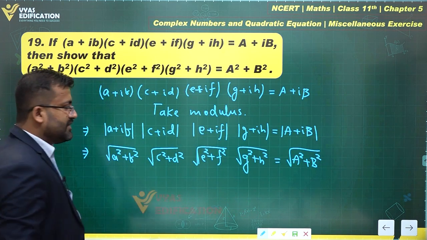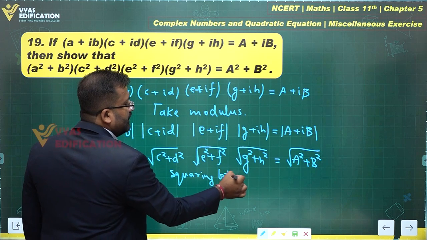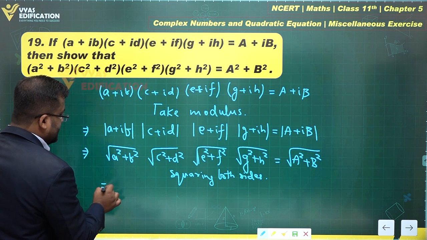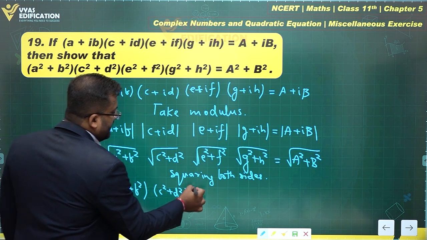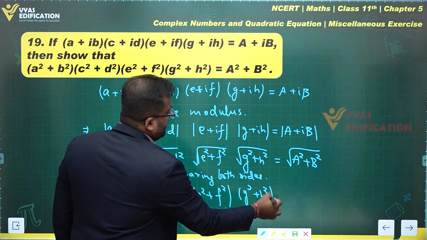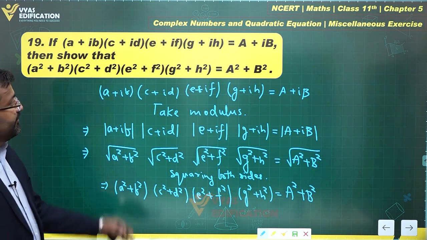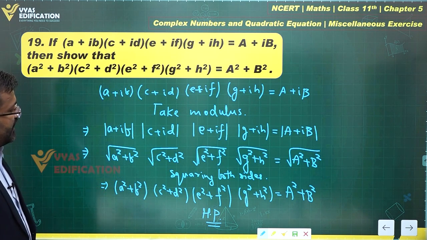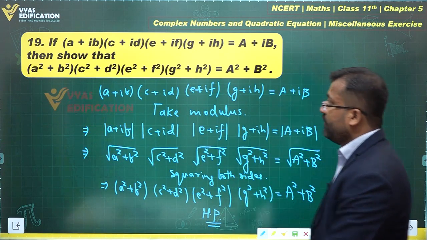What next? A simple step, one more. Square. Let's square both sides. The LHS and RHS would still be equal on squaring. What you get is A square plus B square, C square plus D square, E square plus F square, G square plus H square is equal to A square plus B square. And that's all, right? That's the proof. That's the final expression that was asked. That was required. Yes. Is that all? Yes. That is all in this question, as you can observe over here.